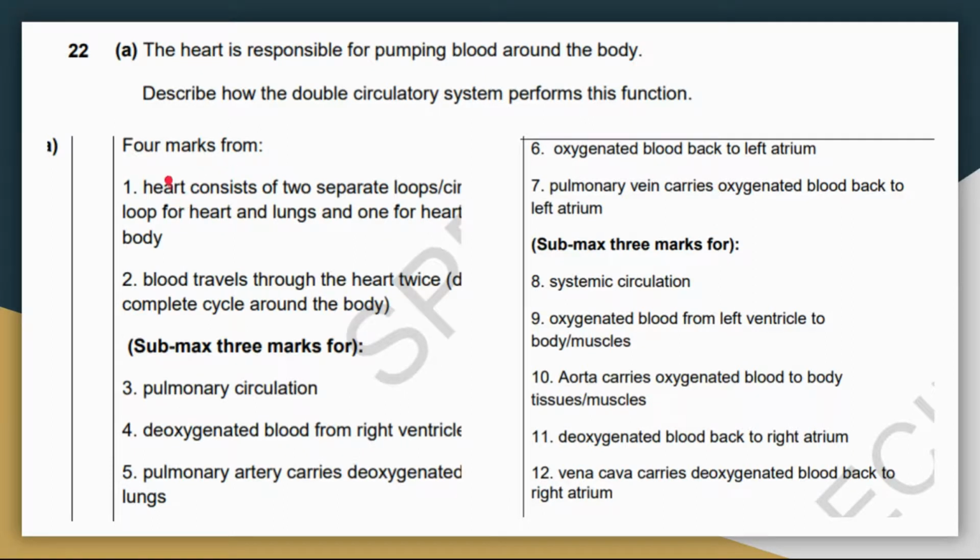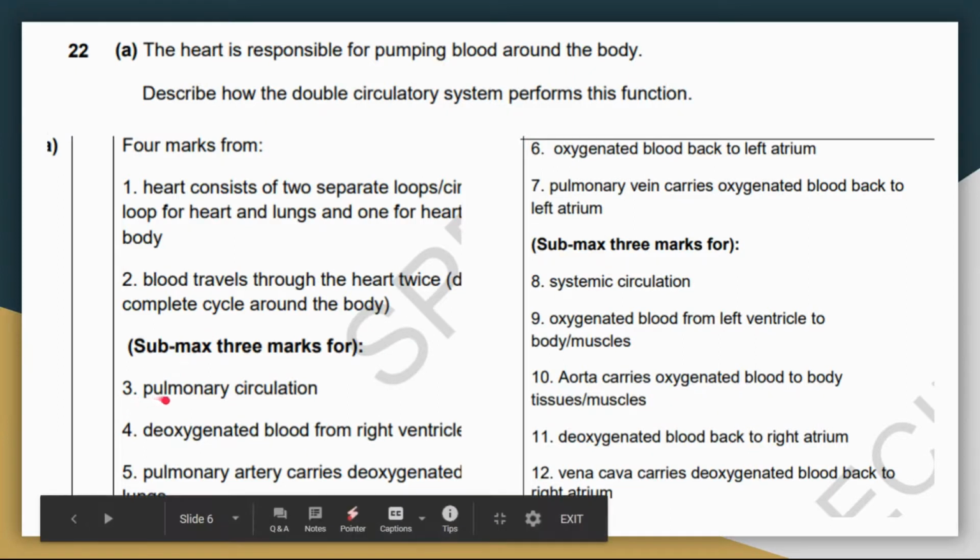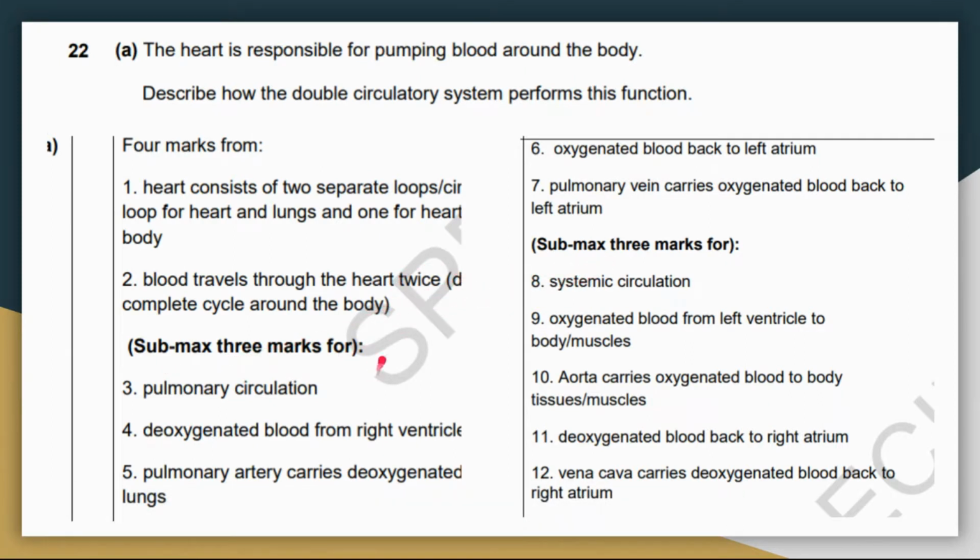So we could have said 2 marks for what the double circulatory system is. So a heart consists of 2 separate loops or circuits, you could have said, one between the heart and the lungs and one for the heart and the body. And you could have also said blood travels through the heart twice for a mark as well. You could have also got a mark just for putting pulmonary circulation and systemic circulation. So if you mentioned pulmonary and systemic circuits, then you can get a mark for each of that. And then there's lots of other marks available for just describing the path of the blood and where it goes.